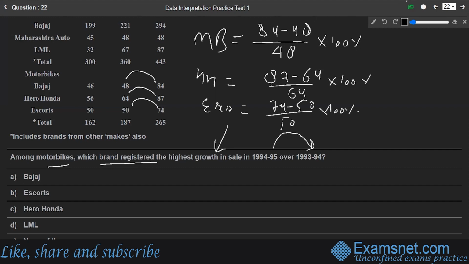If we calculate this data, this value comes out to be 44.8%. This value comes out to be 35.9%. This comes out to be 48%. So if we compare all three, we can find the highest one. That is happening for Escorts. So that is the right answer, option B.